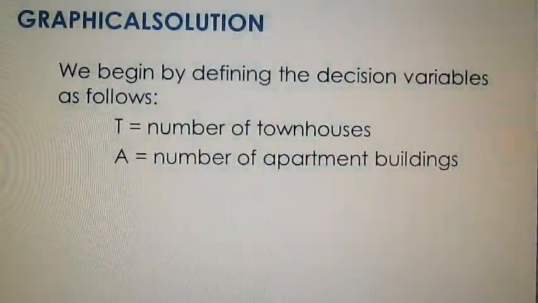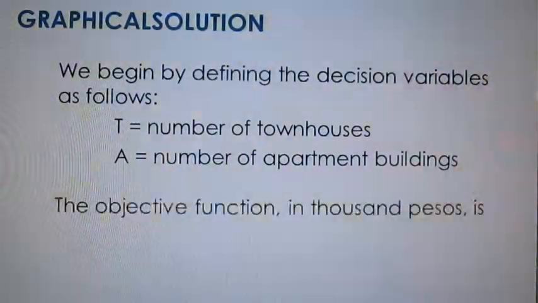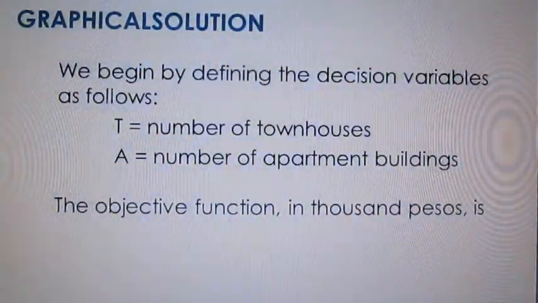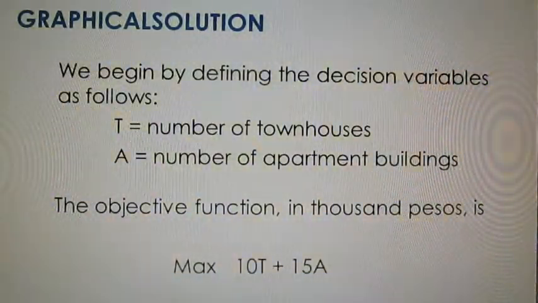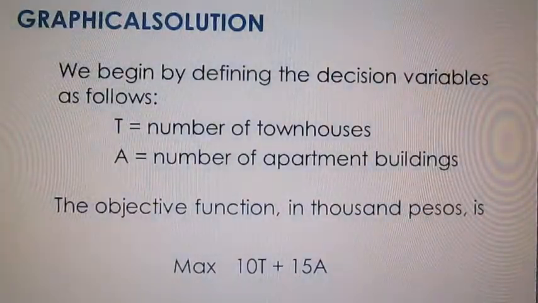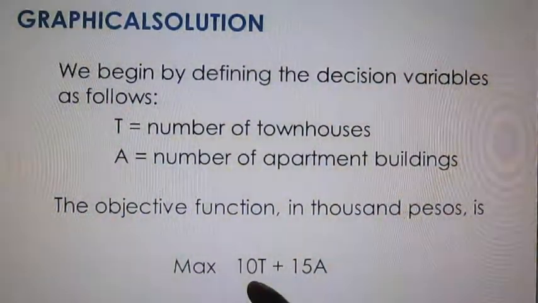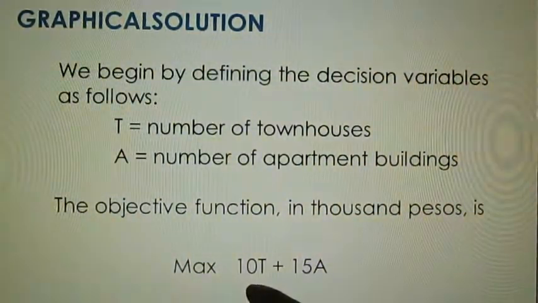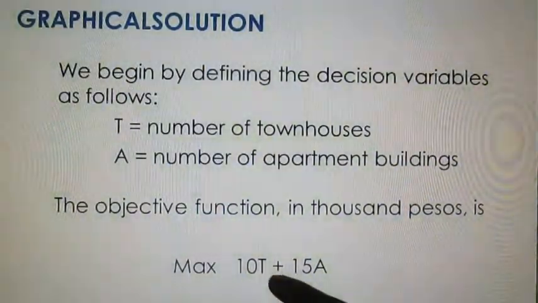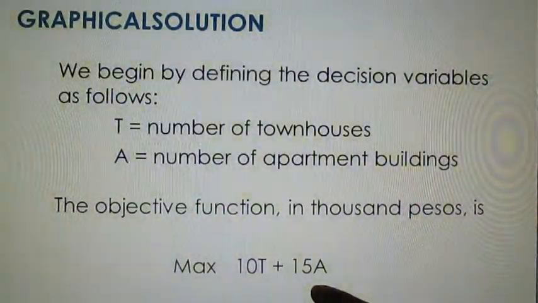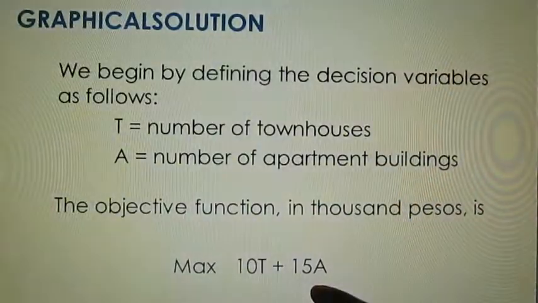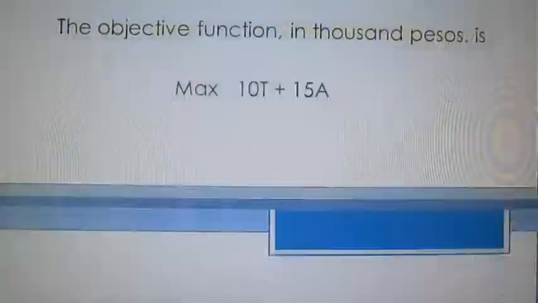We begin by defining the decision variables as follows: T as the number of townhouses and A for the number of apartment buildings. The objective function in 1,000 pesos is maximize 10T plus 15A. 10T represents the 10,000 profit per townhouse and 15A represents the 15,000 profit per apartment building.